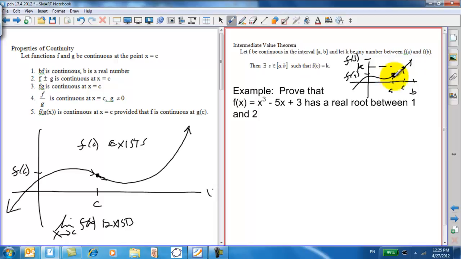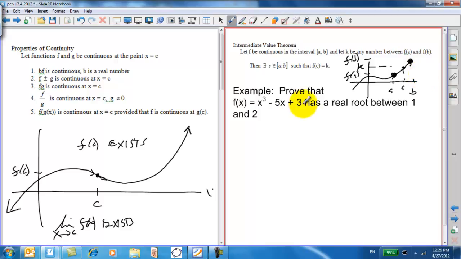And this is just kind of obvious once you think about what it means to be continuous. If I'm going to be continuous, I'm going to have to connect the point a comma f of a with b comma f of b with a continuous connected set of points. So at some point, I can try to avoid k for a while, but to stay continuous, I'm going to have to connect up to f of b, and so I'm going to have to go through the value of k.